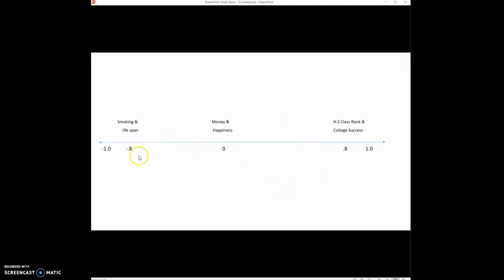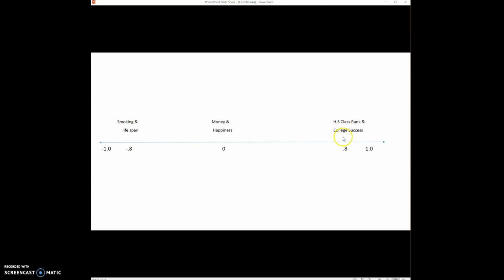So correlations run on a scale from -1, which is a perfect negative correlation, to a +1. And when there's no correlation between these two things, there is a 0. So for example, how much you smoke and your lifespan tend to have a negative relationship. The more you smoke, the less you're going to live.